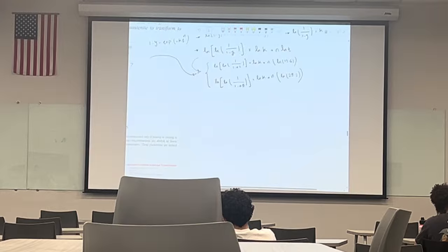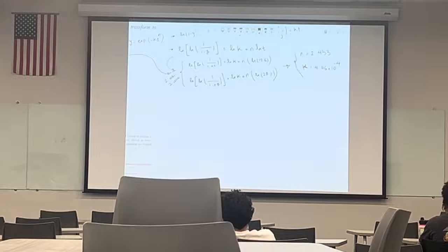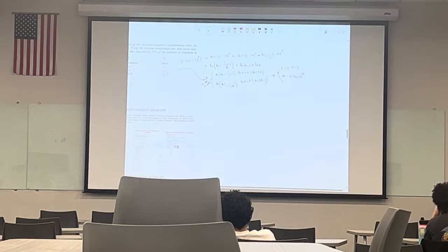Okay, so this is our two equations. And if we solve this system, we get n equal to 2.0. So now we have n and k.